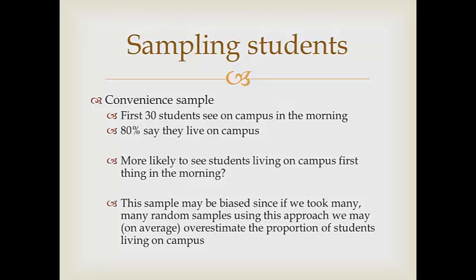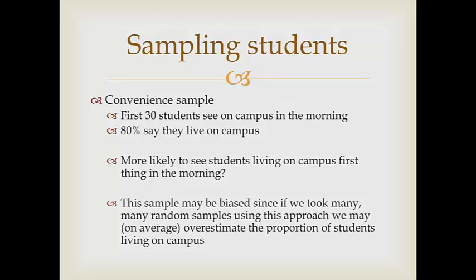Imagine if you go on campus and the first 30 students you see in the morning, you ask whether or not they live on campus, and 80% of those 30 students say they live on campus. Because this is a convenience sample, we need to ask ourselves, do we think this is really representative of the population of all students at the school? Or is it more likely that in your sample you'll see students who live on campus because they're more likely to be walking around campus first thing in the morning?